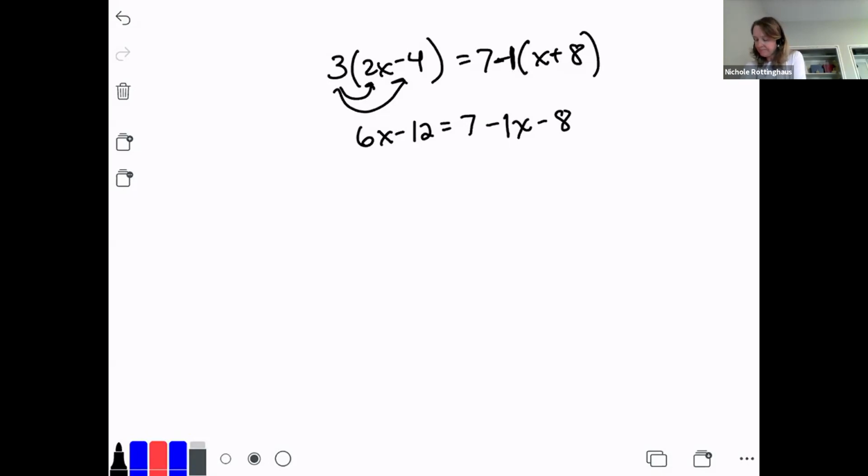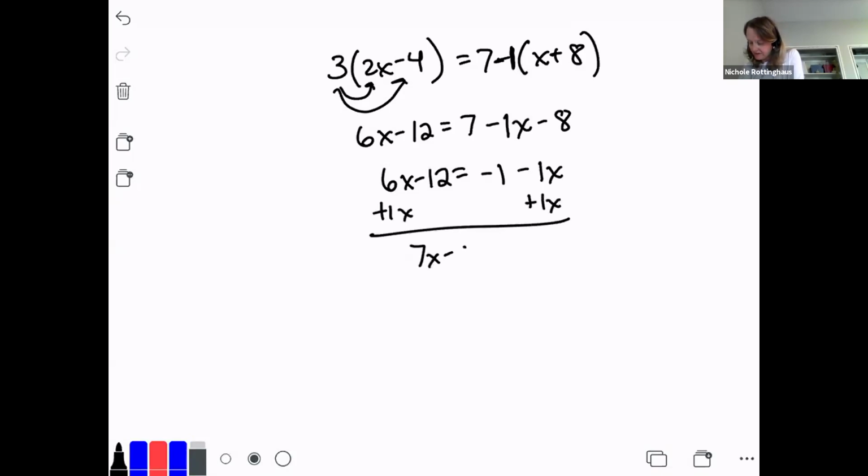Those are tricky. Now I'm going to combine like terms on that right side. So 6x minus 12, 7 minus 8 is a -1 minus 1x. Or if you just write x, that's fine too. And then now I need to get all my variables on one side, all my constants on the other side. I'm going to add 1x. So I have 7x minus 12 equals -1. And then I'm going to add 12. And I'm left with 7x equals 11.